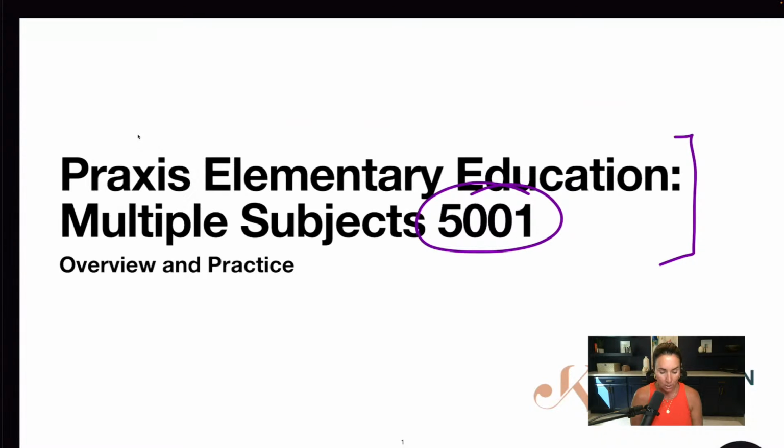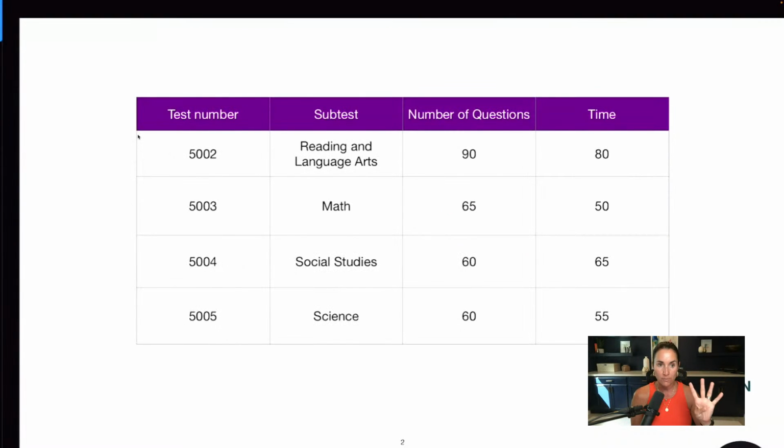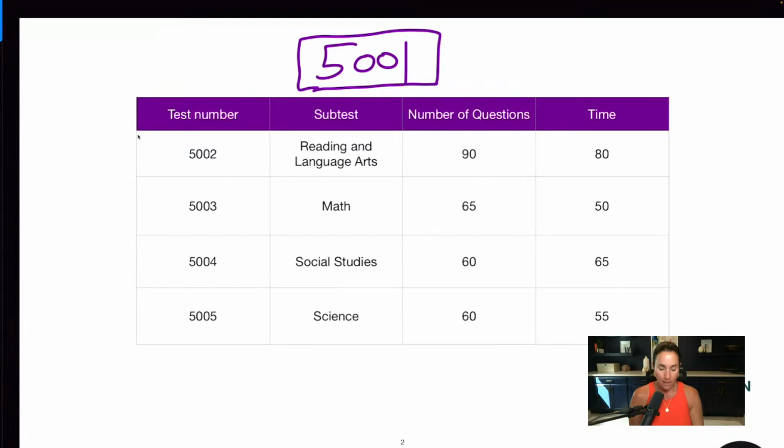All right, so when we talk about the 5001, there are actually 4 subtests. So the whole test is called the 5001. And this can be very confusing to people because it's like all these numbers, 5001, 02, 03, 08, 5354, they all have these different numbers. The 5001 is the whole entire test. But it's broken up into these 3 or 4 subtests. The 02 is reading and language arts. The 03 is math. The 5004 is social studies.